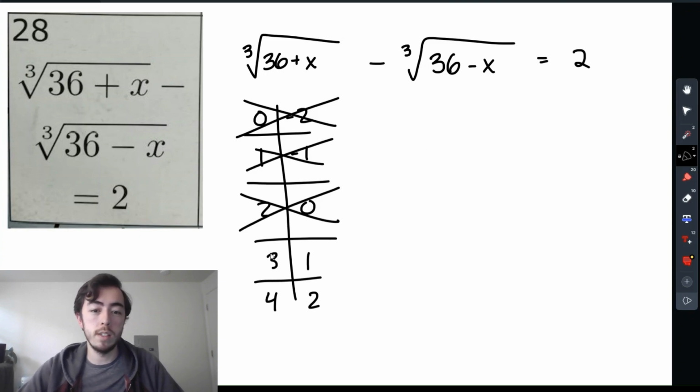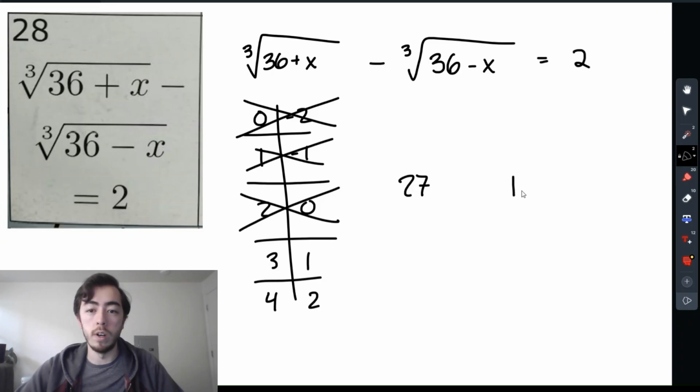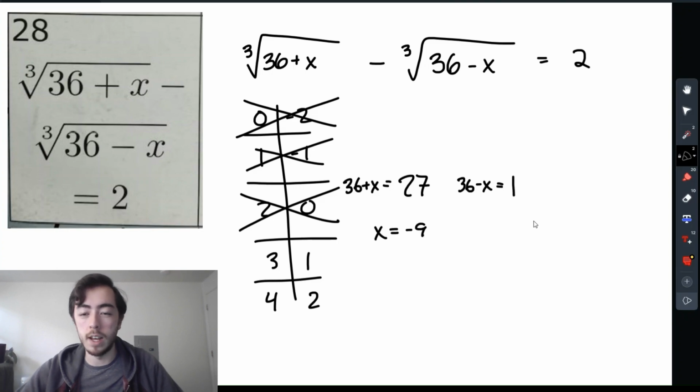I could expedite this and think, why not cube both of these values and see if it could line up with the radicands here. So I could potentially get a 27 and then a 1 out of it. This would look like 36 plus x equals 27, and then 36 minus x equals 1. We could see if we have a solution here. On the left side, this would suggest that x is -9, and on the right side, it would suggest that x is 35. So nope, never mind, that doesn't work.